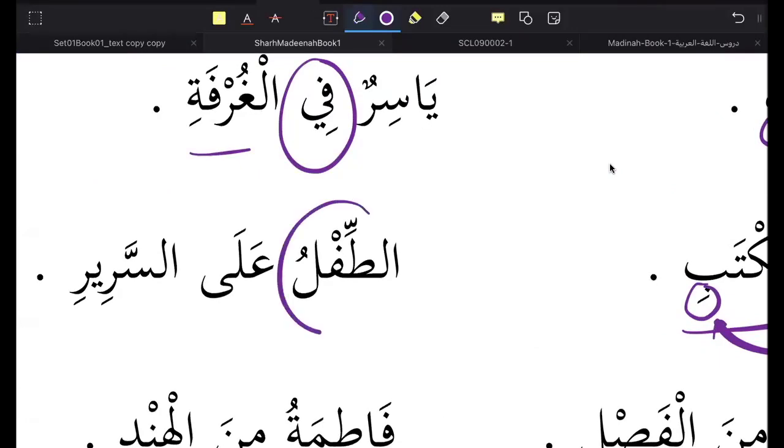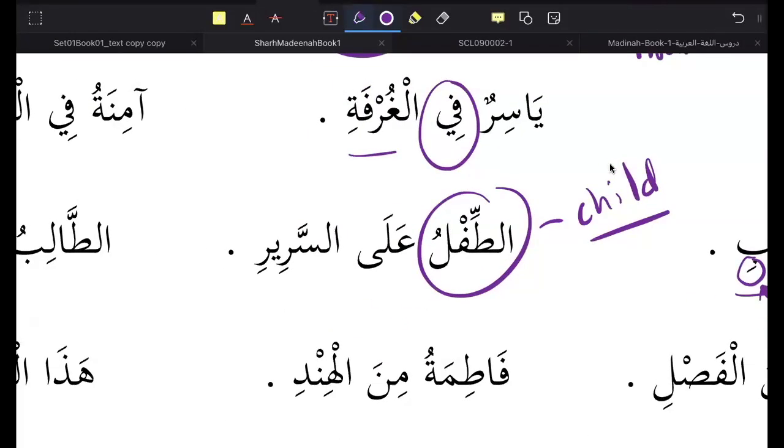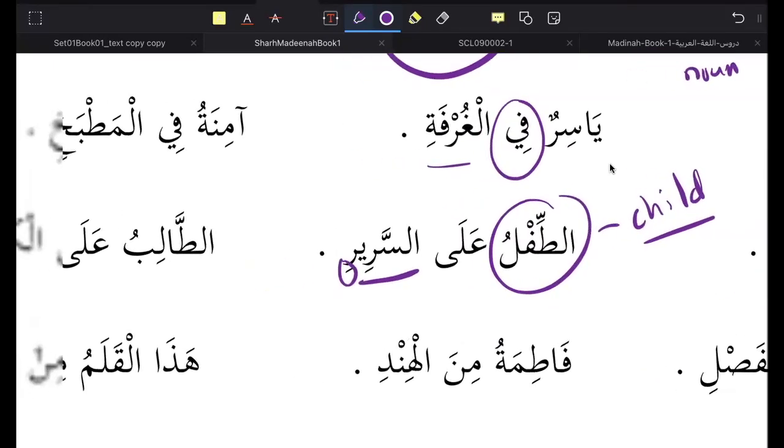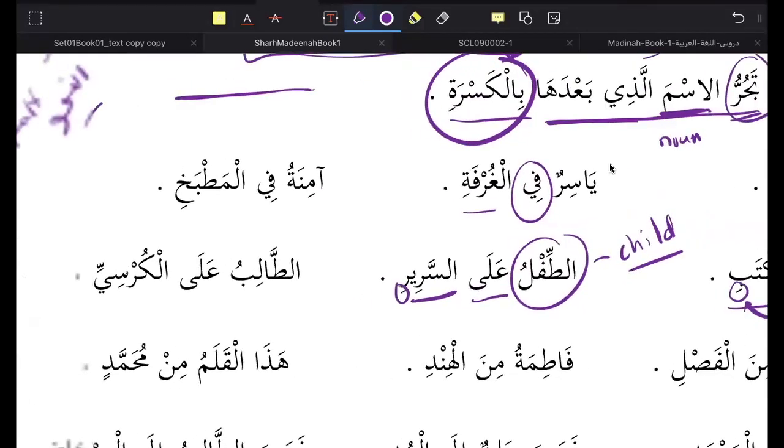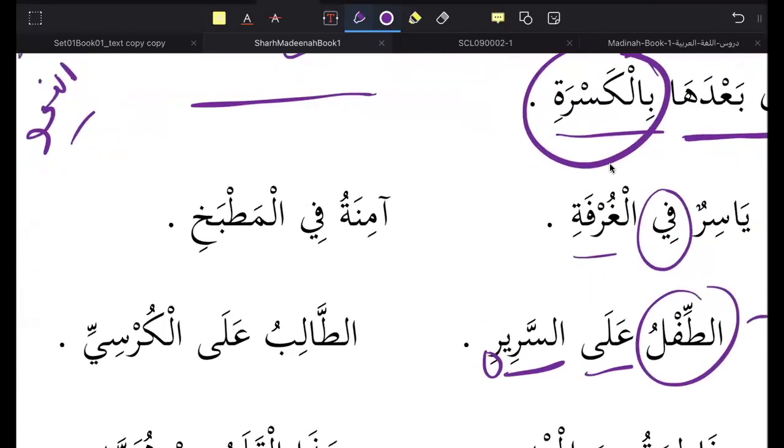Al-tifl, what does tifl mean? Tiflu, anybody know? A child. Very good, child. Al-tiflu, the child, ala sarir. We had the word sarir before. So again, the kasra. So the child is on the bed. Okay, I think we missed something. Aminatu fil matbahi. So Amina is in the kitchen. Matbakh is kitchen.